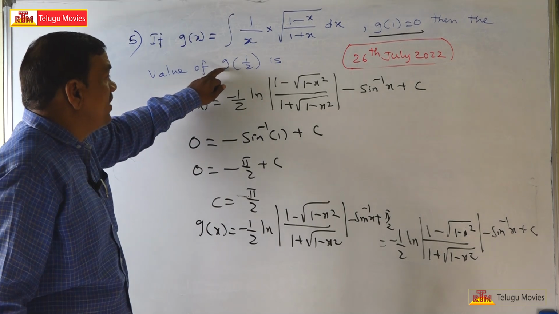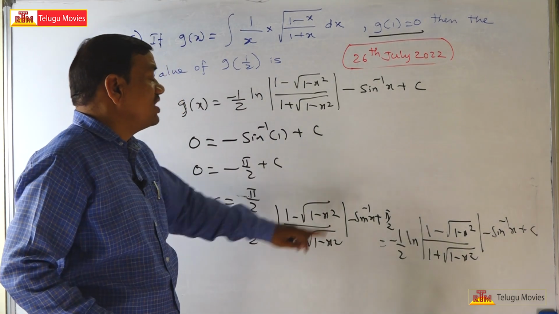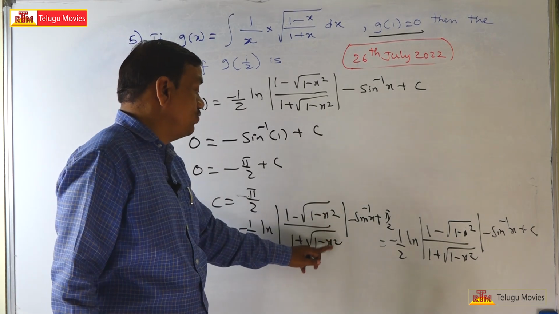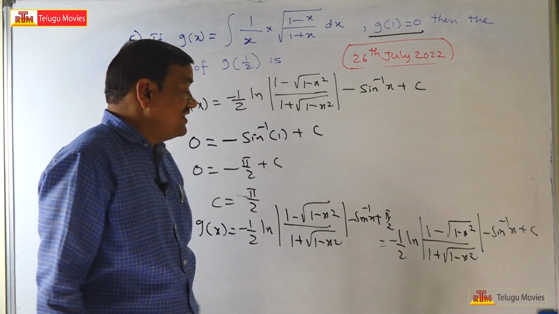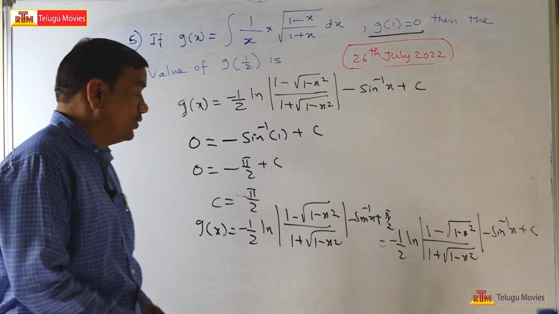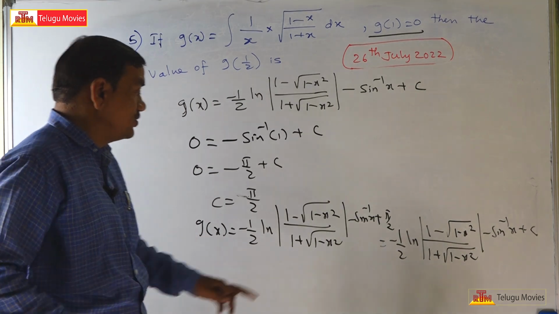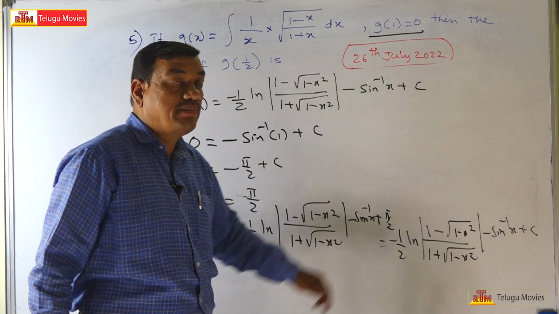But we have to find out g of 1 by 2. So, that means wherever x is there, now substitute 1 by 2. So, here 1 by 2, 1 by 2, sin inverse of 1 by 2. Sin inverse of 1 by 2 means sin 30. So, minus sin 30 plus pi by 2. So, if you go on calculation, here minus 30 plus 90, that is 60.